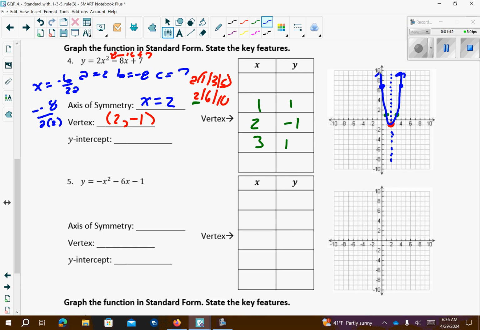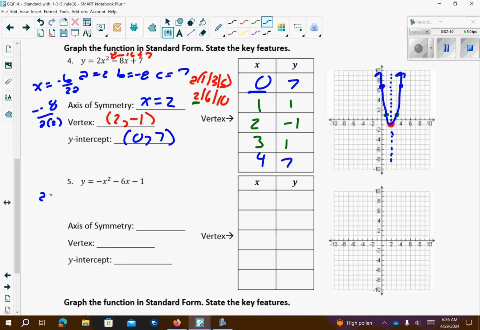So there's our parabola. We know that this gives me the point 4, comma 7, and this gives me the point 0, comma 7. And 0, comma 7 happens to be the y-intercept because the x value is 0. We don't have any x-intercepts that we know exactly, unless we use the quadratic formula, which we're not going to worry about using on those, okay?